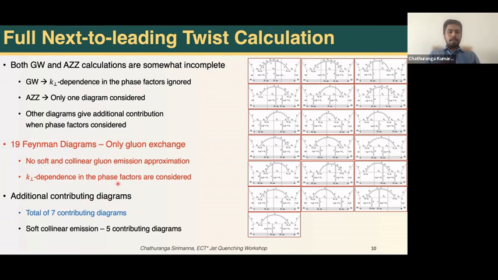After doing this calculation, we found that there are a total of 7 contributing diagrams without the soft and collinear gluon emission approximation. And if you use the soft and collinear gluon emission approximation, these contributing diagrams drop to 5. Therefore, we can say that with or without the soft collinear emission approximation, there are additional contributions coming from the set of 19 Feynman diagrams.